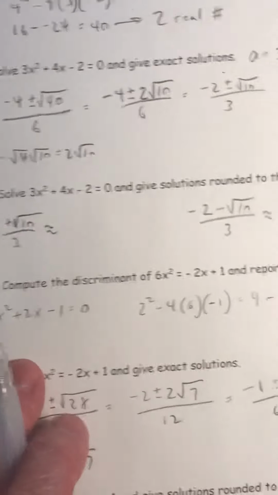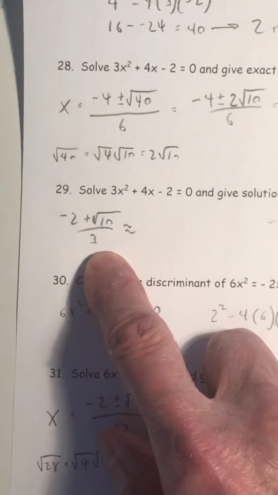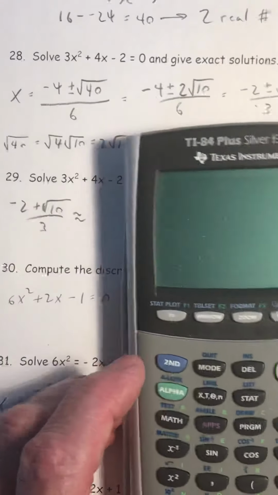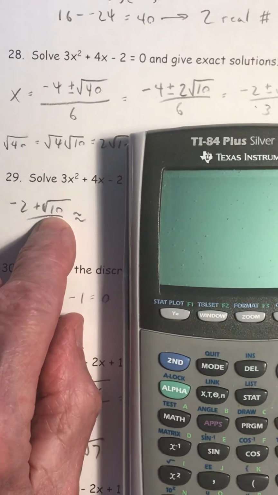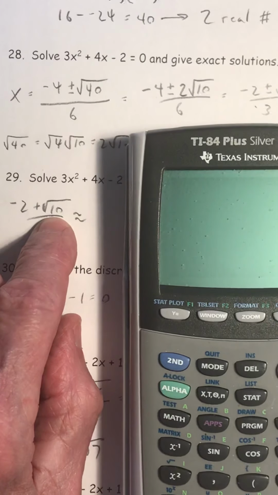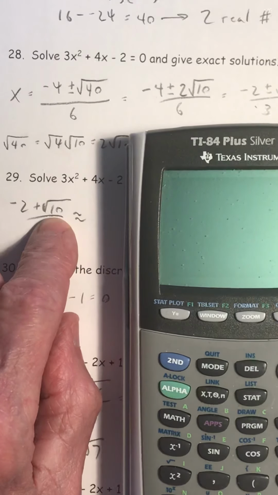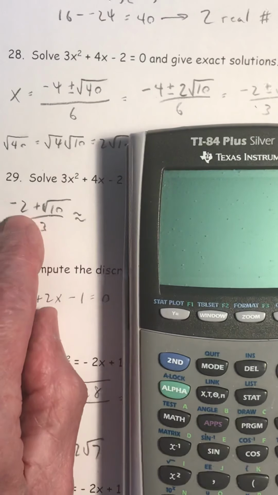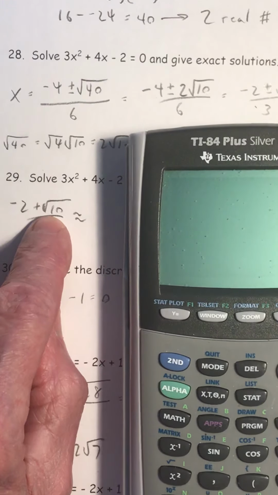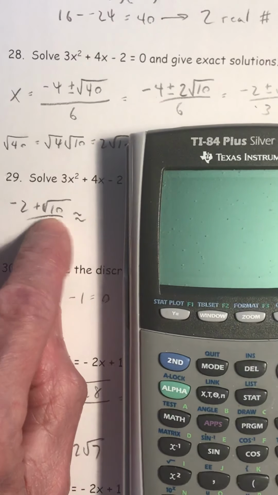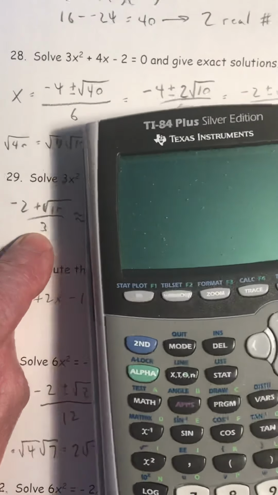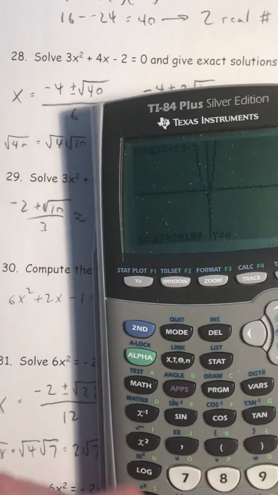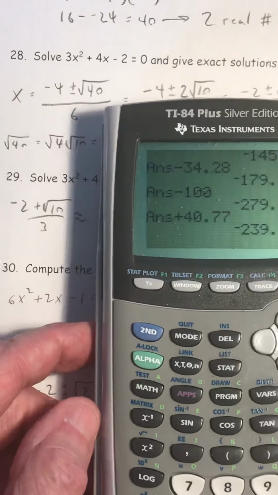And then when it says give solutions rounded to the nearest hundredth, it means take what you wrote for question 28 and put it in the calculator very carefully. Now remember, this square root 10 is a little bigger than square root 9, which would be exactly 3. So the square root of 10 is like 3 point something. And if you do negative 2 plus 3 point something, you should get a little more than 1 over 3. This first answer should come out about 1/3, which would be a repeating decimal, 3, 3, 3, 3, 3.